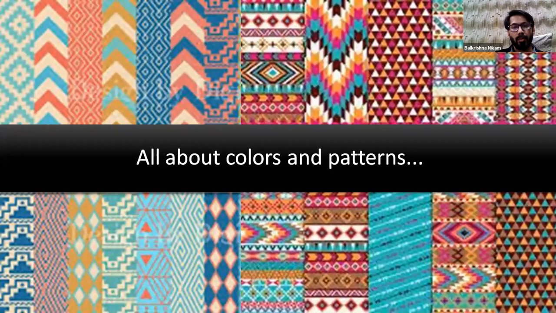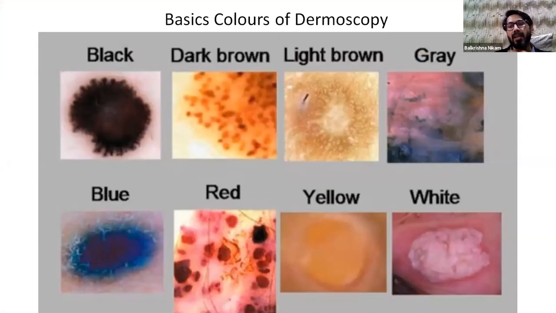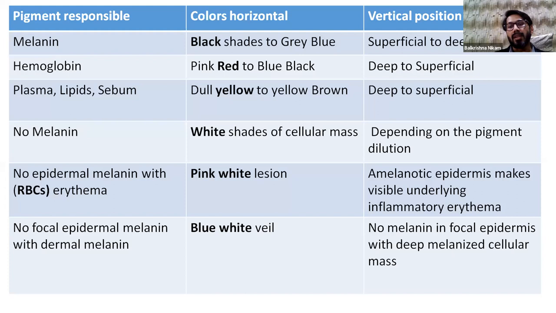All of you know dermoscopy is all about colors and patterns, and these basic colors were already discussed in the earlier talk. As explained by Keshav sir, melanin is responsible for black shades to gray blue depending on its location from superficial to deep dermis, while hemoglobin is responsible for pink red to blue black pigmentation depending on its location from deep to superficial dermis, while plasma, lipids and sebum usually give rise to dull yellow to yellow brown pigmentation depending on their location in the dermis and epidermis. For white shades, the responsibility depends on melanin loss.